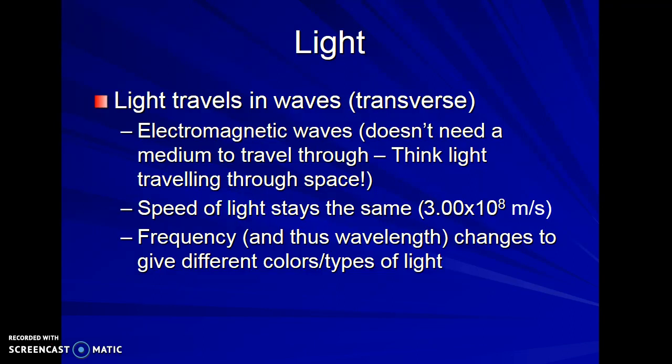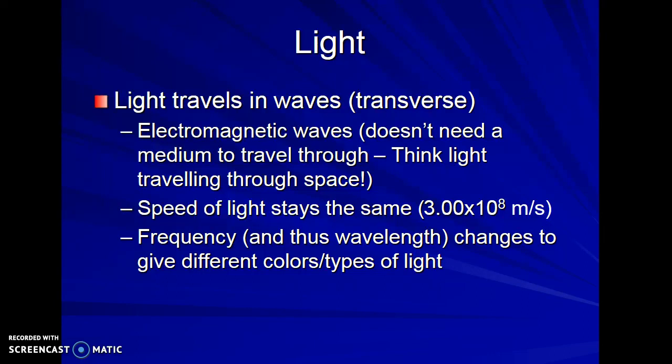Okay, our light waves. Light, as we've been talking about, travels in waves, specifically transverse waves. Those were those up and down looking waves. Light is a type of electromagnetic wave. That means that our light does not need a medium to travel through. Think about how light can travel through space.